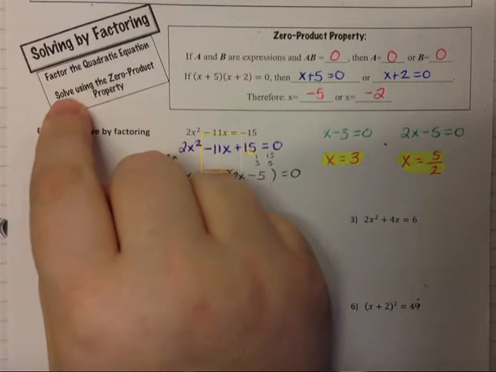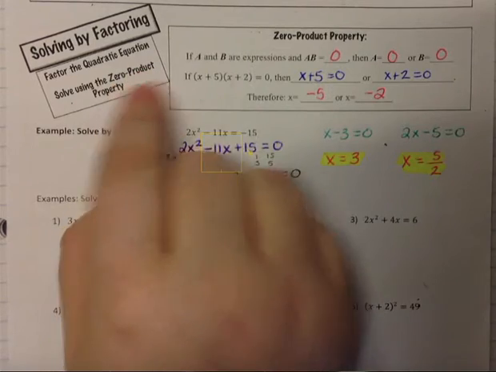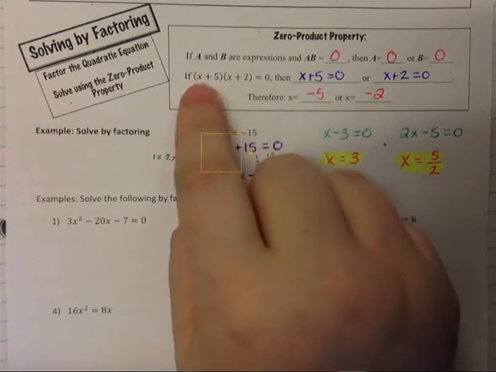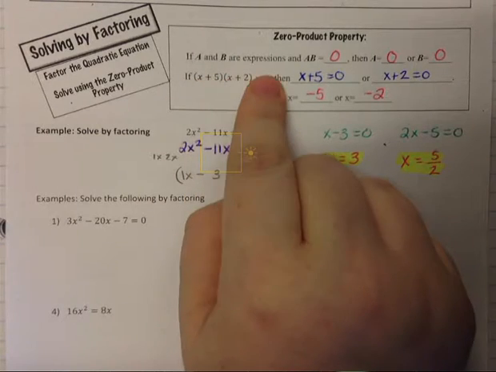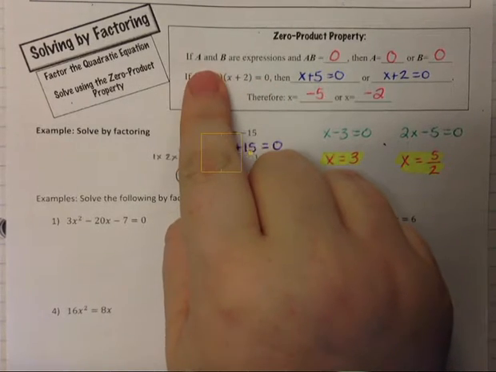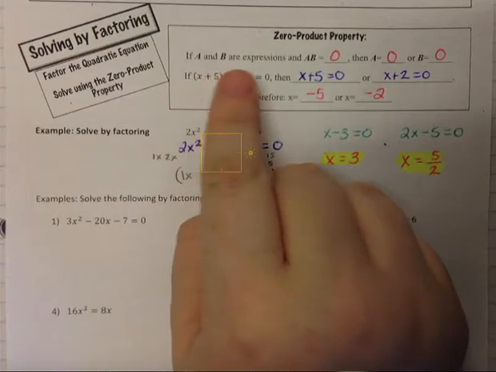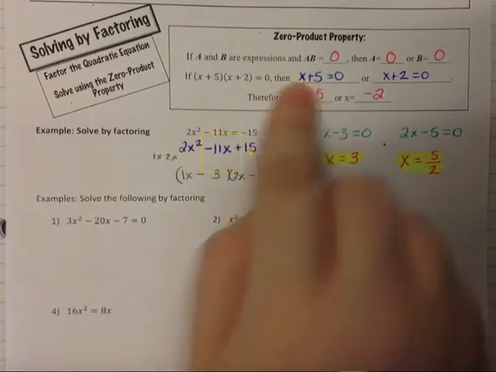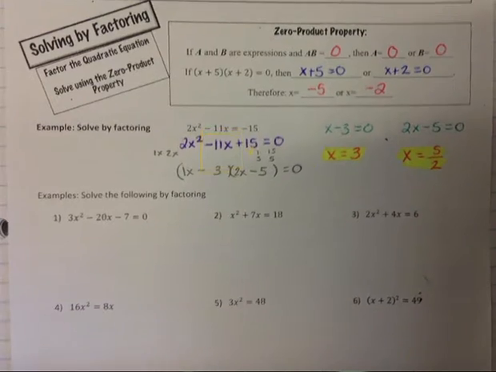Then once we have it factored, we'll use the zero product property, which states that if a times b is equal to 0, so our two expressions are equal to 0, then we can set each expression, each factor, equal to 0, and then solve for that value.